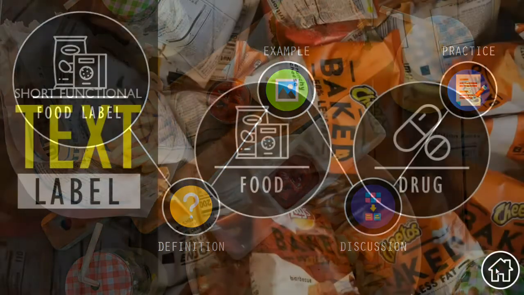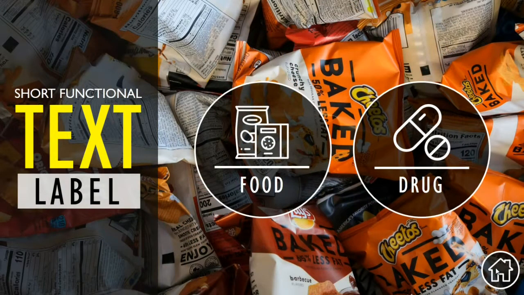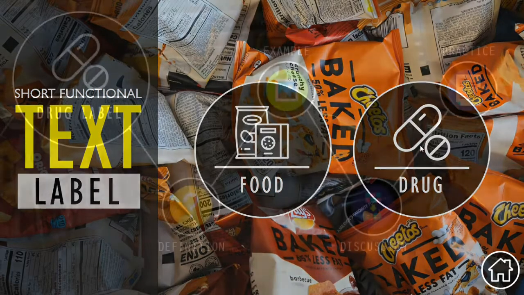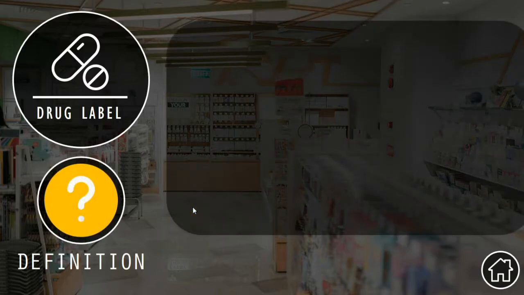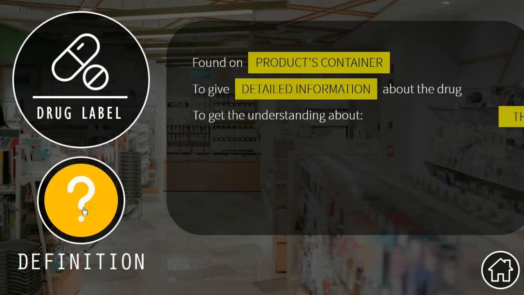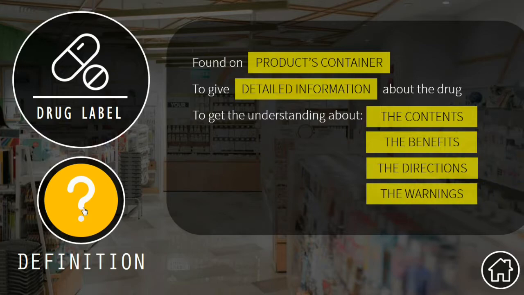Well done. It's time to discuss the next label, that is medicine or drug label. The sequence of drug label discussion will be similar to those in food label. Started with definition and continued to example, discussion, and practice. Drug label is much more important to be comprehended than food label, especially for the patients who need the understanding about the drug they are going to take. From this label, they can get the information of drug contents, benefits, directions, and also warnings.